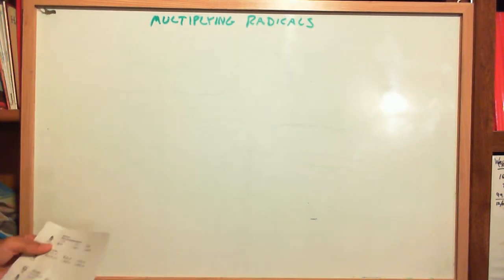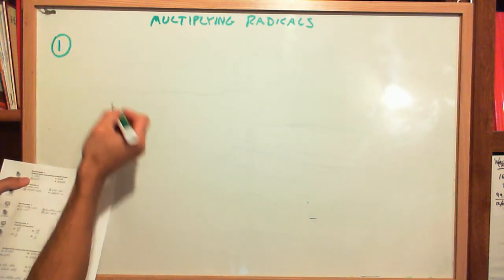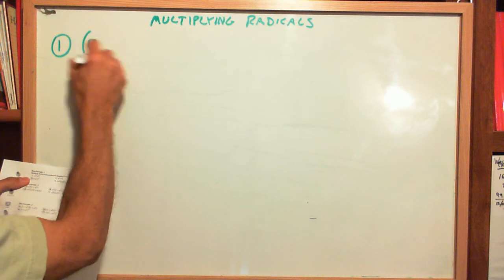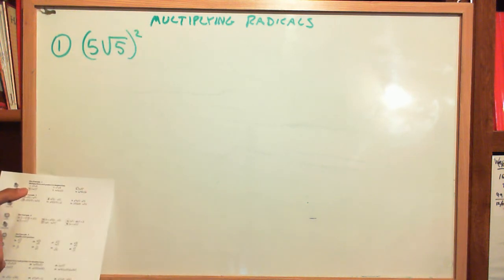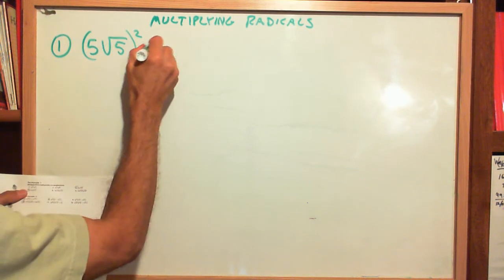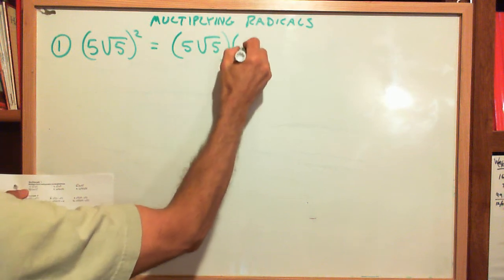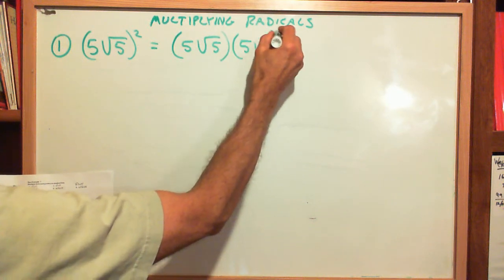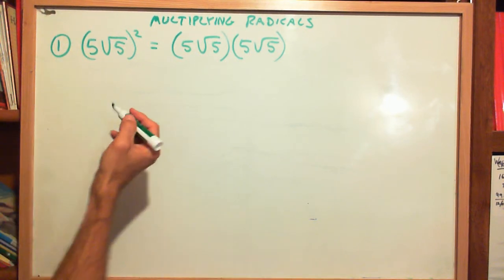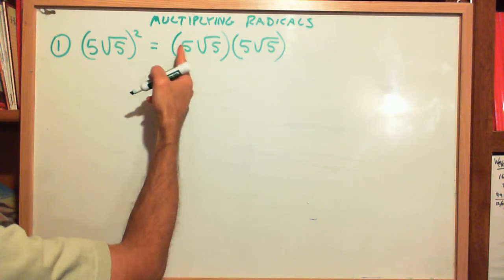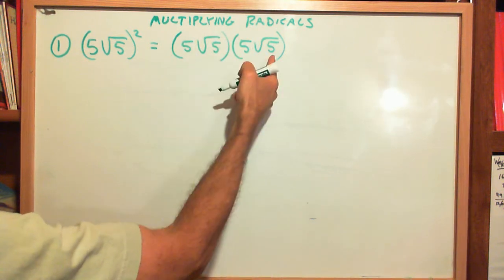Multiplying radicals comes in a few different forms. Oftentimes you'll see something like this that was on the test. 5 times the square root of 5, squared. Well, that's the same thing as saying 5 square root of 5 times 5 square root of 5. Now, some people started doing weird things. They thought this was a FOIL problem. They started, well, 5 times 5, 5 times the square root of 5, square root of 5 times 5, square root of 5 times the square root of 5.